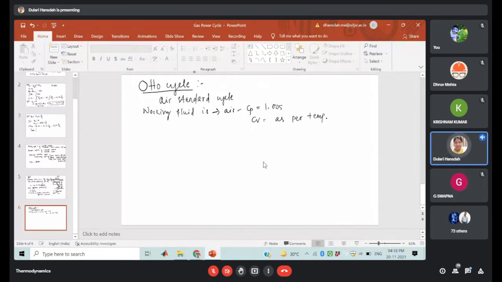So here we are having the four processes: intake, compression, expansion and exhaust. Okay. So generally it is a non-cyclic process. So in that case, we are having two more processes. One is your constant volume heat addition process.